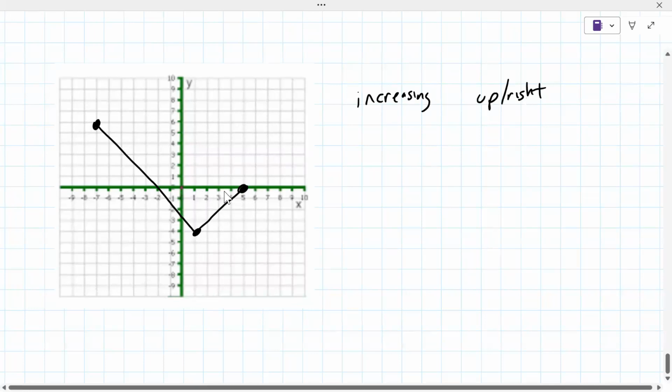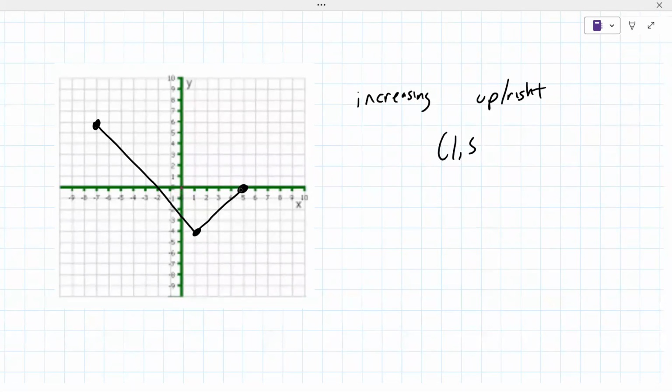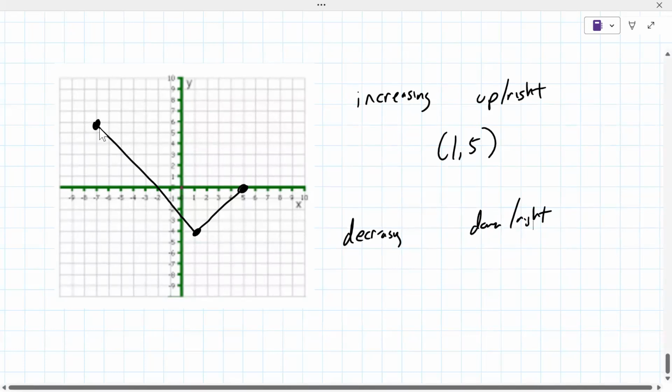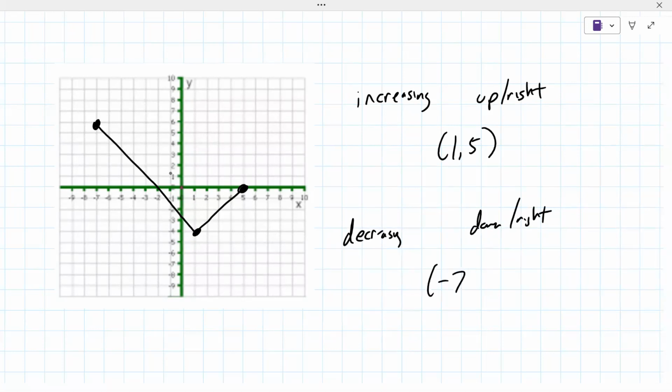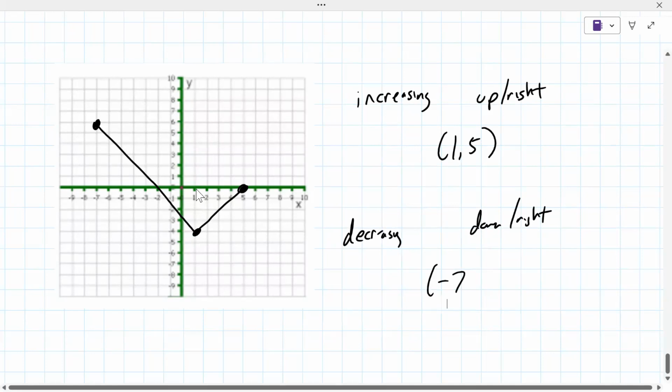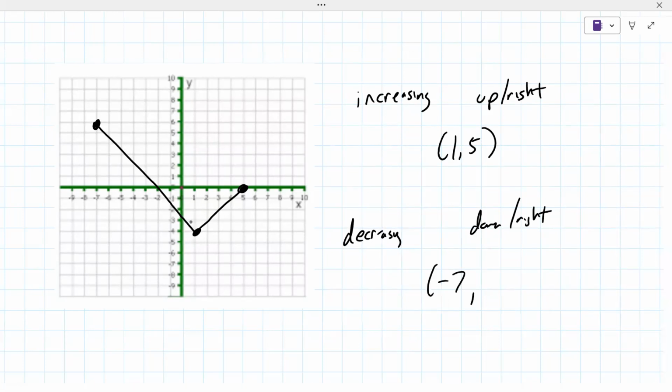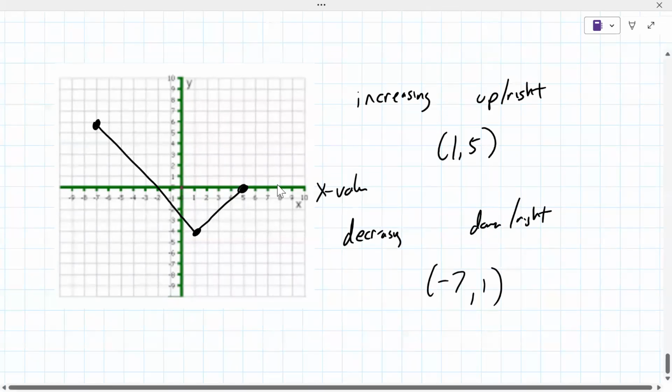1. Okay. What is the x value here? 5. So this is from 1 to 5. Decreasing is when it's going down and to the right. So what is the x value over here where my cursor is? -7. Okay. And it's decreasing, decreasing, decreasing all the way to what is the x value there? -4. X value. Oh, 1. So notice I'm never asking you for anything except along the x-axis.